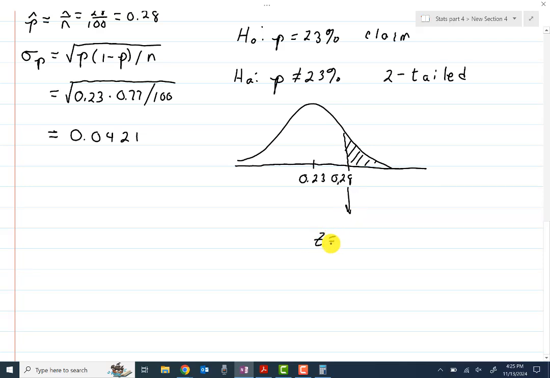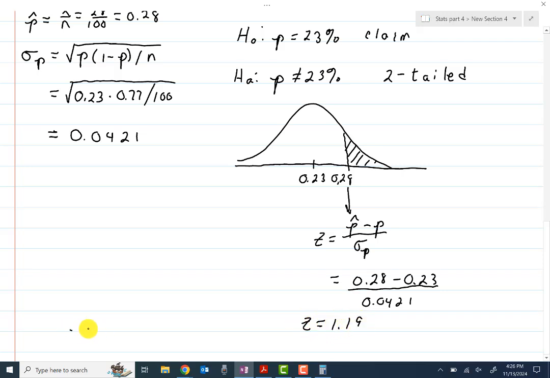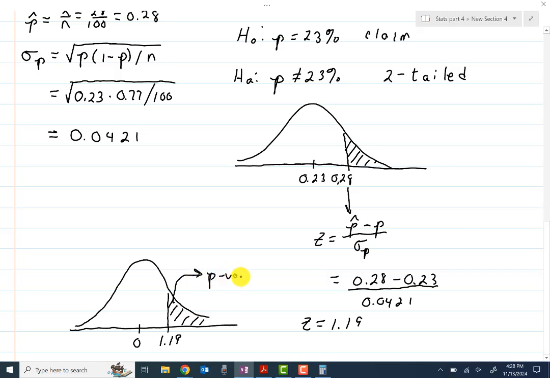And then we'll get our z-value. So remember, that's p hat minus p all over sigma sub p. So p hat was 0.28 minus 0.23 divided by 0.0421. We get a z-score of 1.19. Let me draw a new picture with that. 0, 1.19, and then there is our shaded region. So our p-value here I get 0.11702.